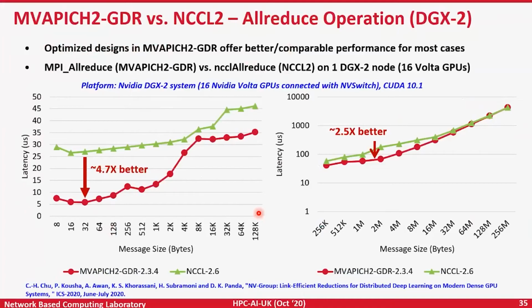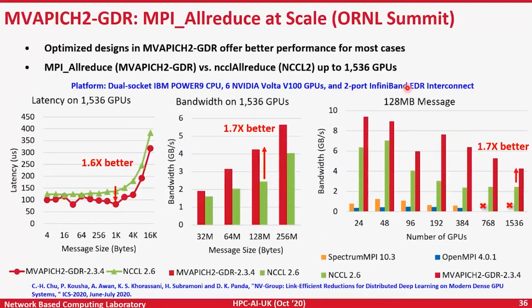So here I'm trying to show some numbers on the DGX-2. And many of you know, NVIDIA has the library called NCCL 2. So see the numbers, this is our MVAPICH2 numbers, and the green one is NCCL. For all the message sizes, from small to large, we are able to beat NCCL in a big manner. These are some of the numbers from the Oak Ridge Summit. That is the number two system. Similar kind of things here we do.